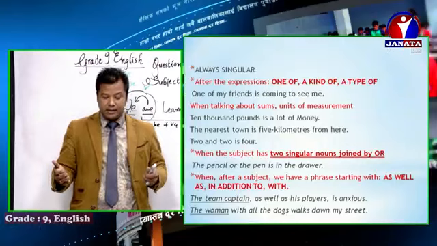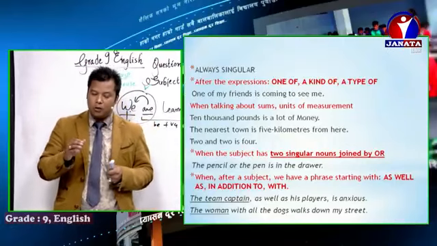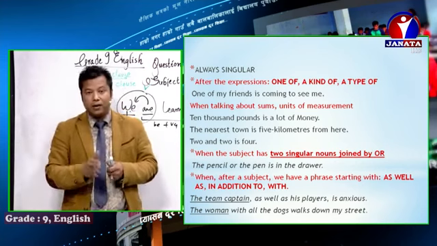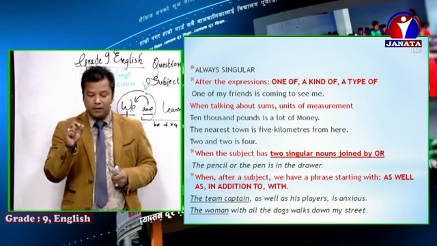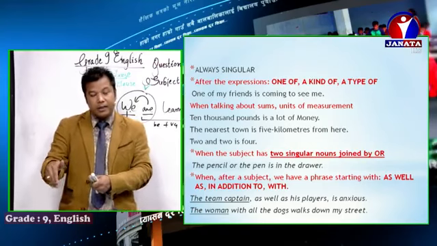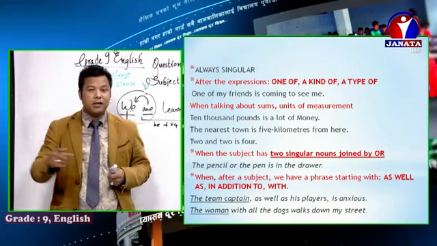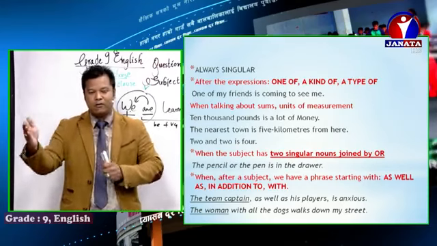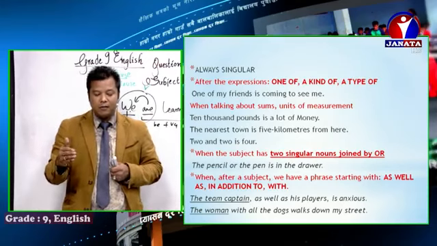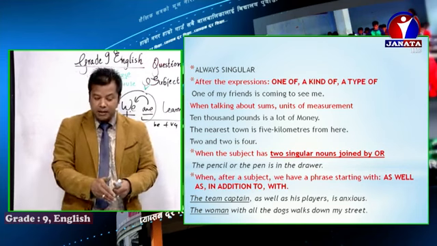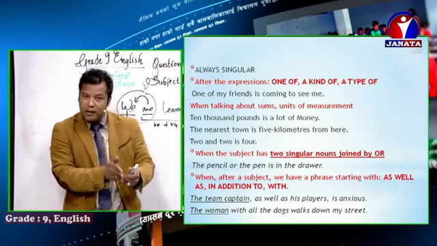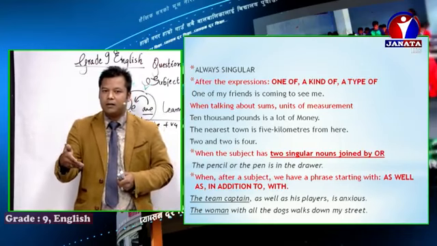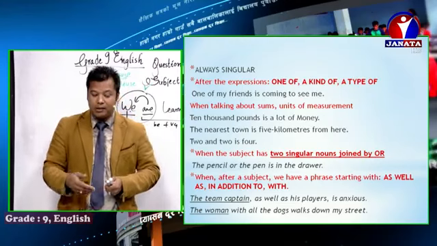Always singular cases. See, after the expression, if you're using one of the, or kind of the, or type of the, you're always using a singular verb. One of my friends is coming to see me. It's like out of many friends, only one. It could be anyone, not a particular one, but just one out of many, and therefore I use one of my friends is coming to see me. But if I use two of my friends, three of my friends, four of my friends, many of my friends, then I will use plural again, are coming to see me.